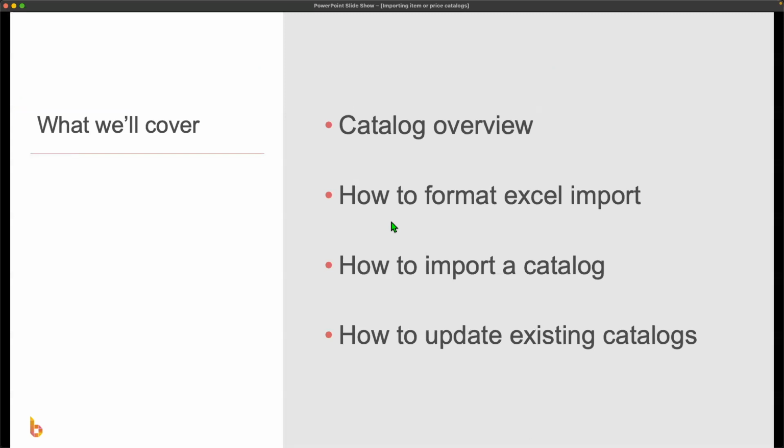In this video, we're going to cover off catalogs and Build Exact. We're going to start by talking a little bit about an overview of them, what's beneficial and those sorts of things. We're then going to take a look at how to format the Excel import. Once we've taken a look at that, we're then going to go through the process of the data import and create the catalog. And lastly, we're going to talk a bit about how to update existing catalogs once they're in the system.